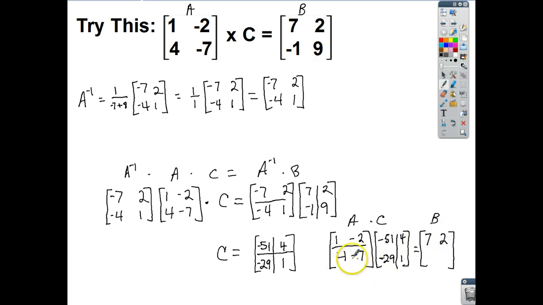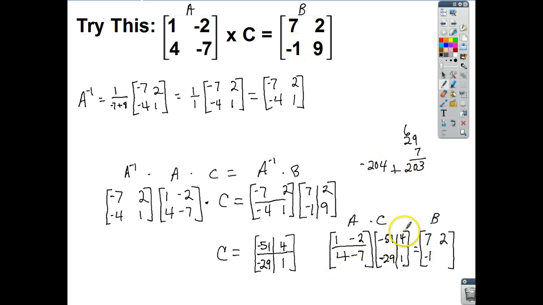That checks. Row 2 times column 1, make that look like a 4 there. It's going to be 4 times negative 51. That's going to be negative 204. And negative 7 times negative 29. Well, 29 times 7 is 3 carry a 6, 14 and 6 is 203. And negative times negative is positive. Let's see, no, it's going to be a negative 1 because the negative's bigger here. Negative 204 plus 203 is negative 1.